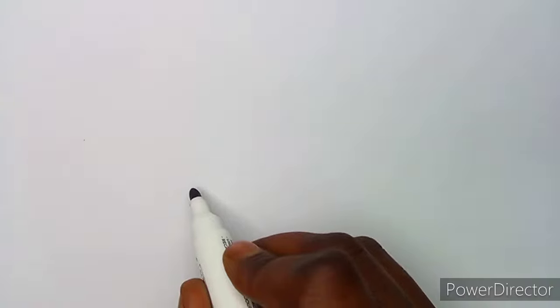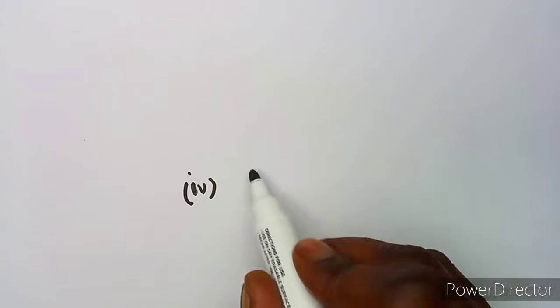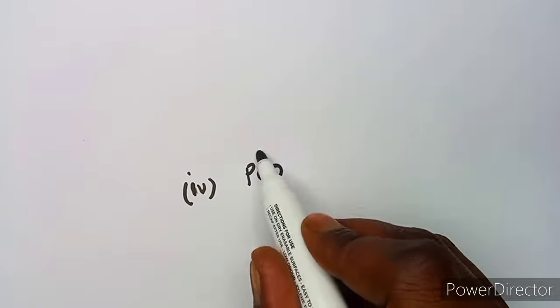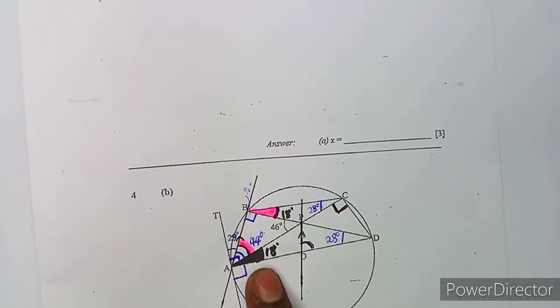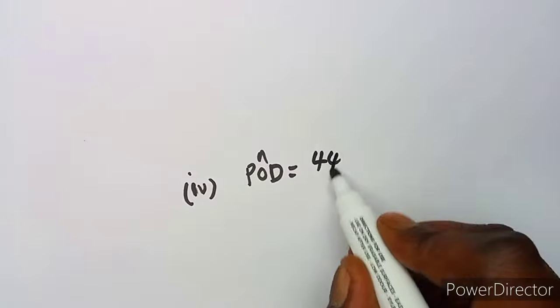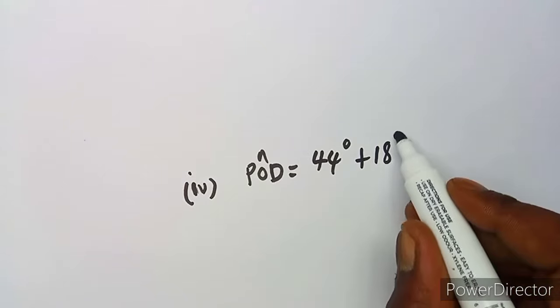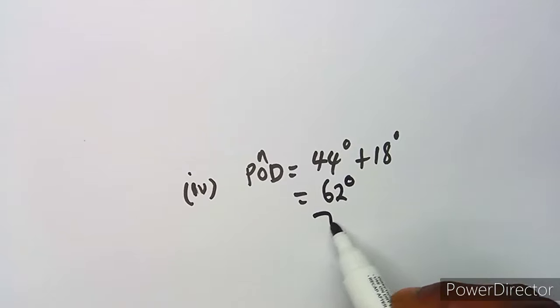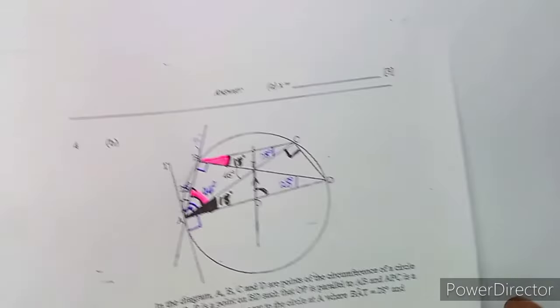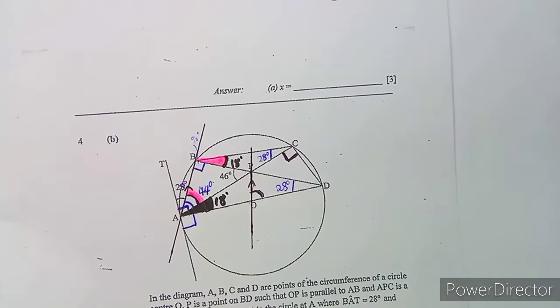So this was item 4. Our POD is going to be 44 degrees plus 18 degrees. You just add those two angles, which is going to give us 62 degrees. So that's the concept, guys, that we had on this circle geometry.